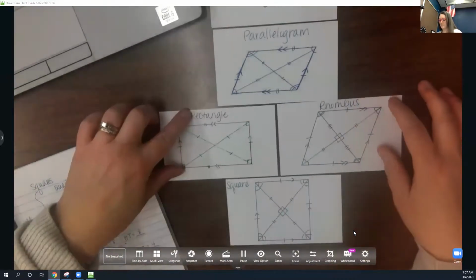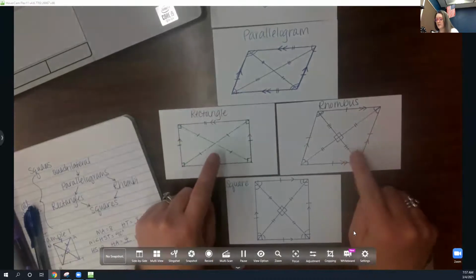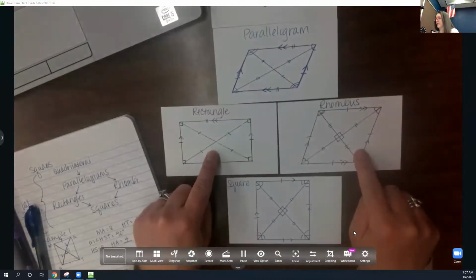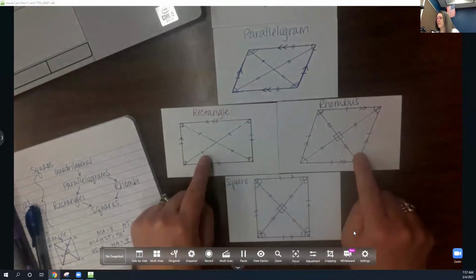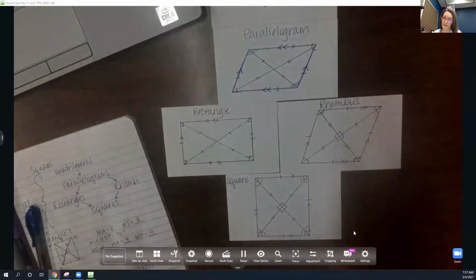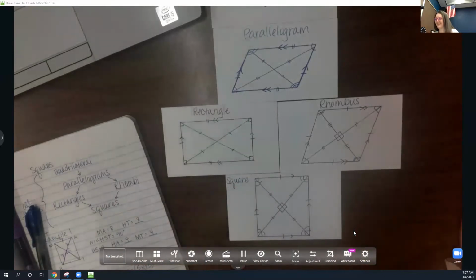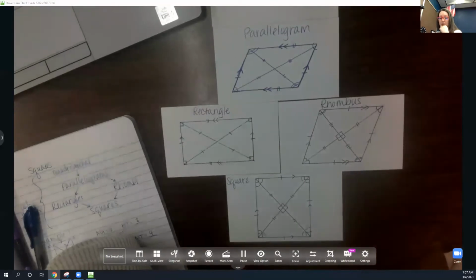So there we go. There's our quadrilateral family tree. Notice that our rhombus and rectangle are like brother and sister. They don't have anything in common, but the square has what both the rhombus and the rectangle have, okay? That's where the family tree gets a little bit iffy. But we'll talk a little bit more about this, and especially looking at Venn diagrams.